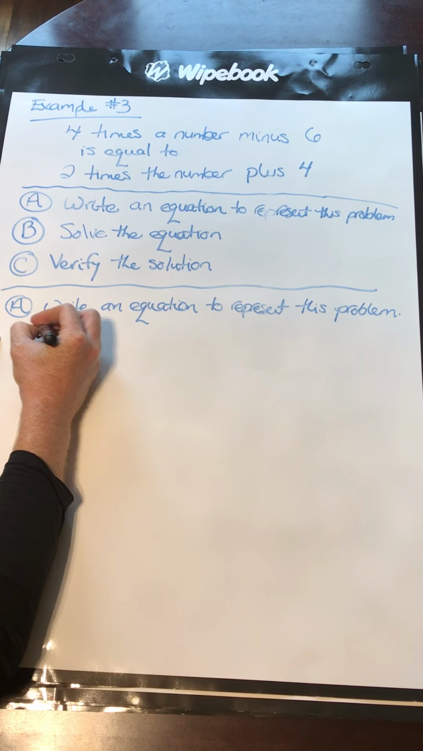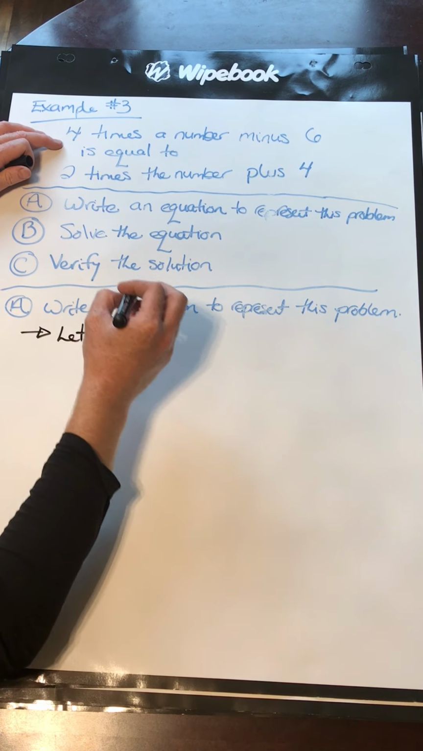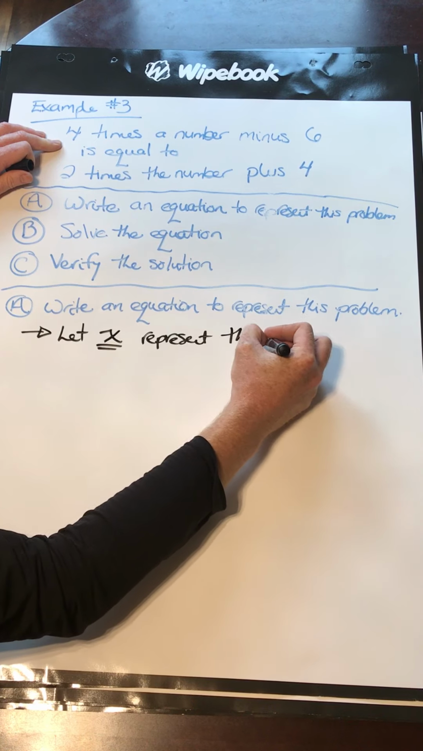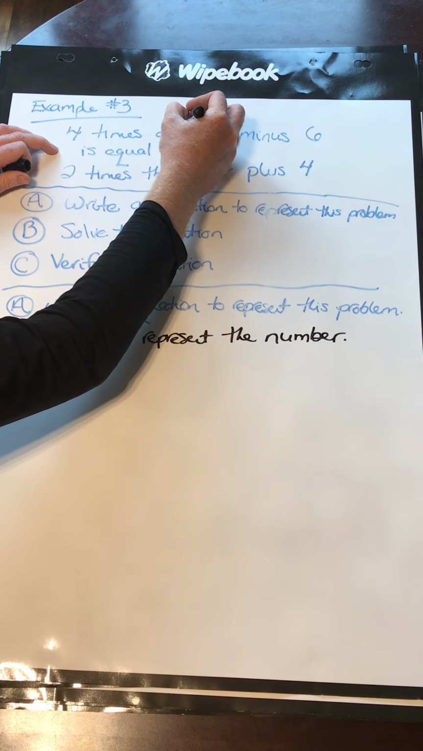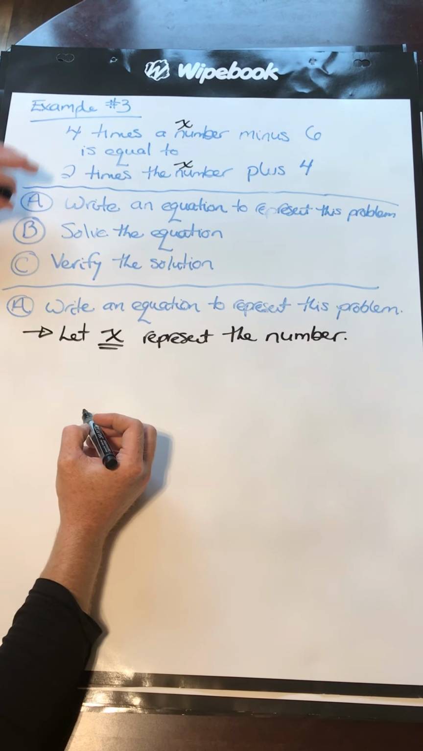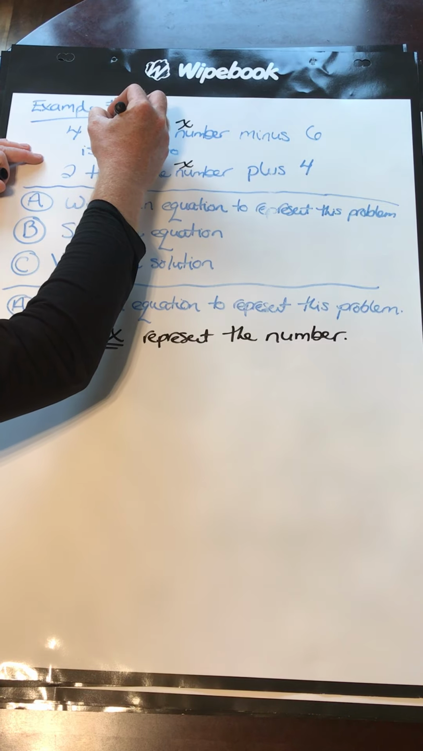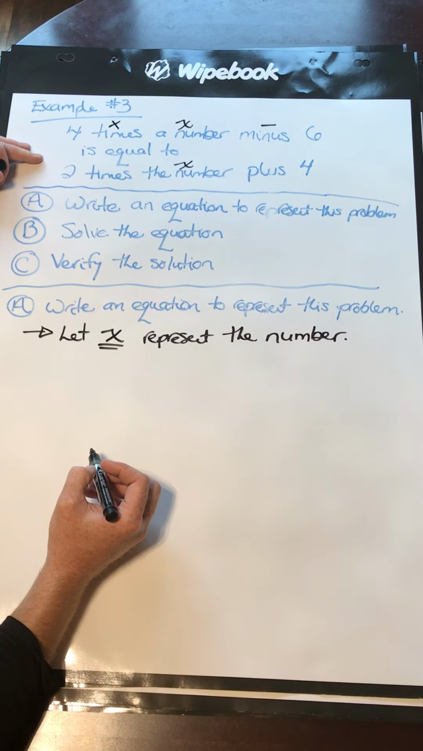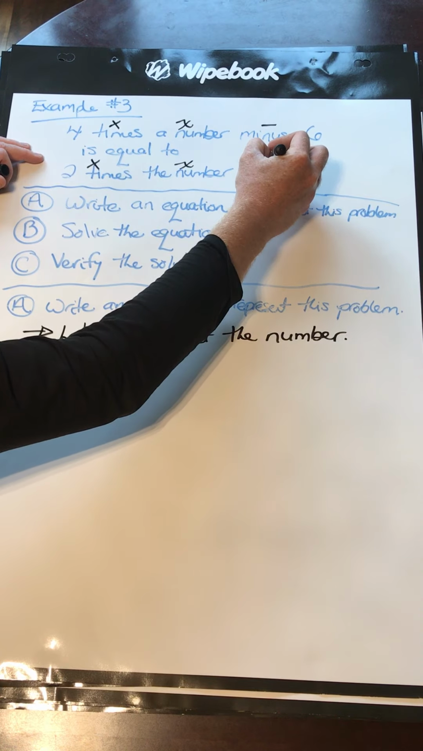So write an equation to represent this problem. The first thing we're going to say is let x represent the number that we're solving for. So 4 times a number, well that's going to be x. Okay, 2 times the number, well that's going to be x. Okay, we can go into here and we can say 4 times. Well, times means multiplication, and minus 6. So subtract 6 is equal to 2 times, that's multiplication, plus 4.